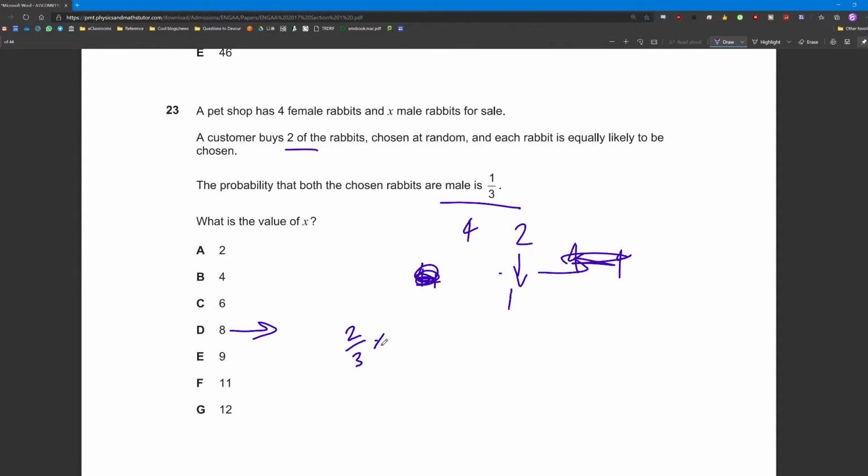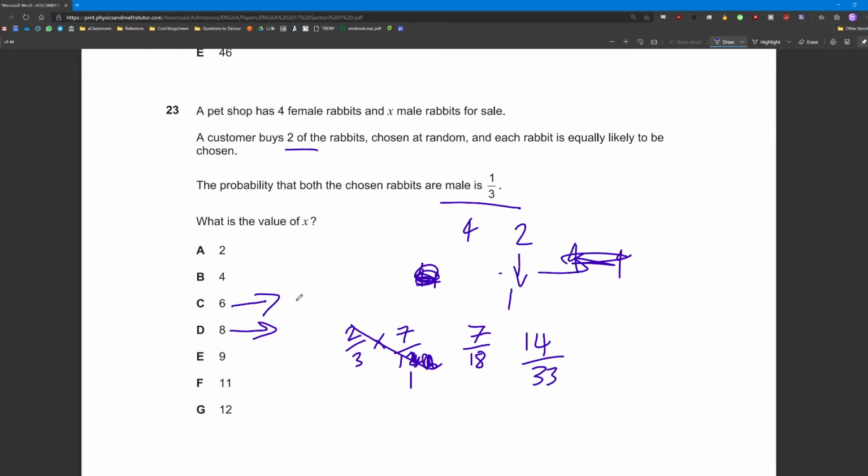It's 2/3 for the first rabbit times 7/12 for the second rabbit. So 7 over 18. That's just a little bit more than what we want. Oh, 7 over 11, sorry, because there are fewer rabbits. So this becomes 14 over 33. And that's more than 1 over 3.